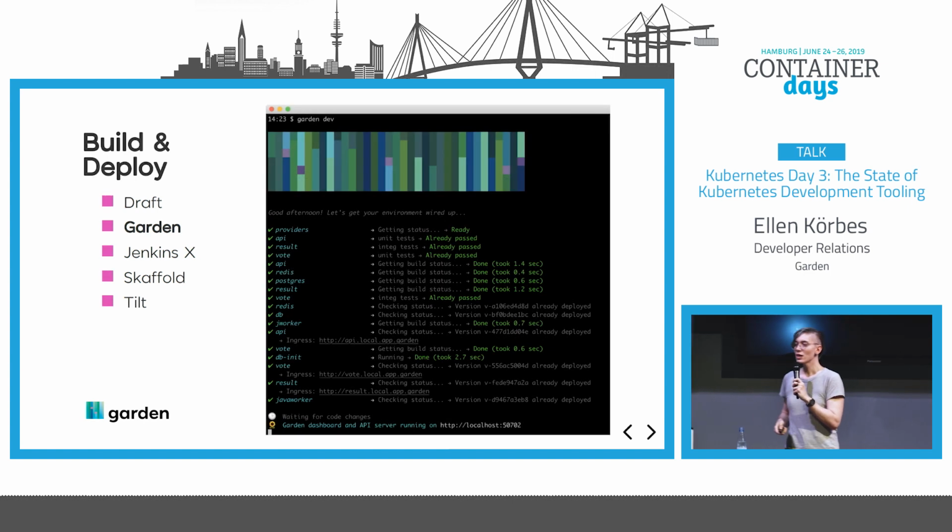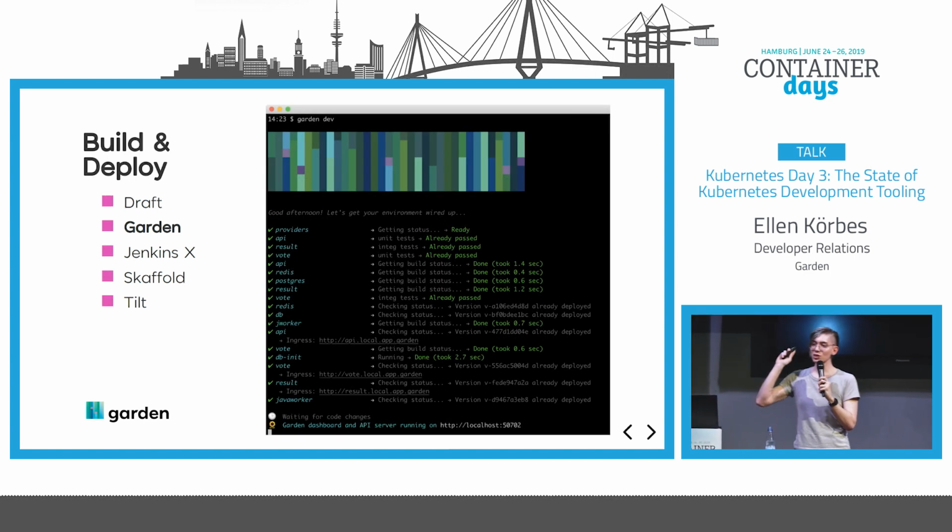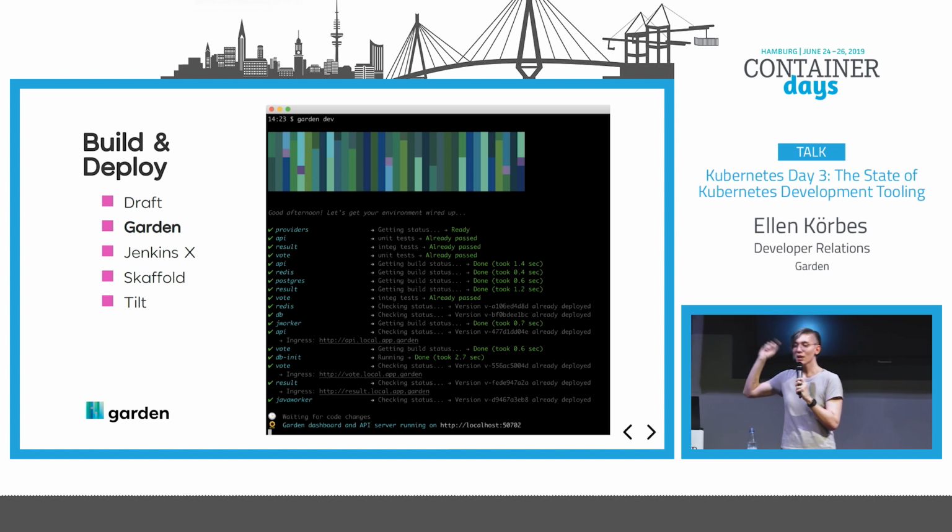And okay, so this is what Garden looks like at the top. This screenshot is where I ran the Garden console against a service that was already running. So the tests had already passed before, they were cached, the services were already up and running, so it's not a very exciting screenshot, but this is what the CLI looks like.